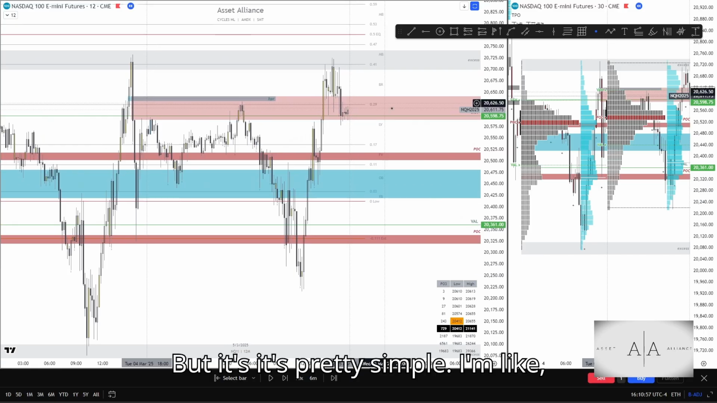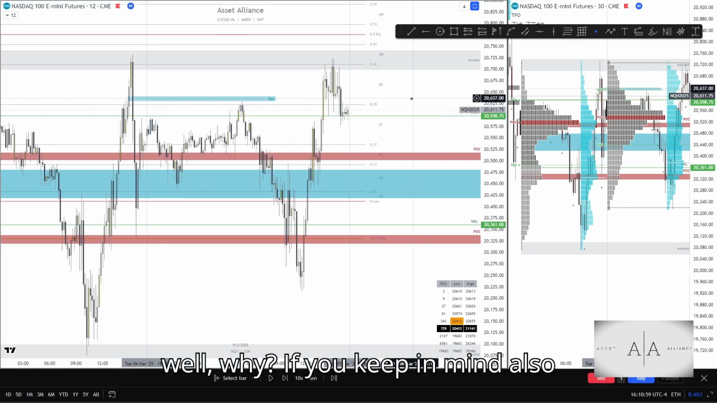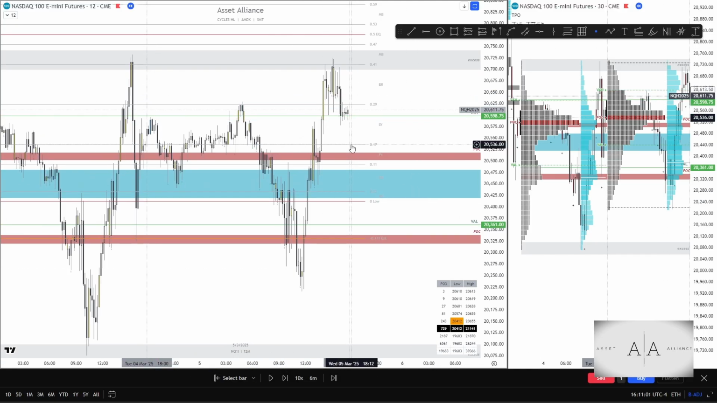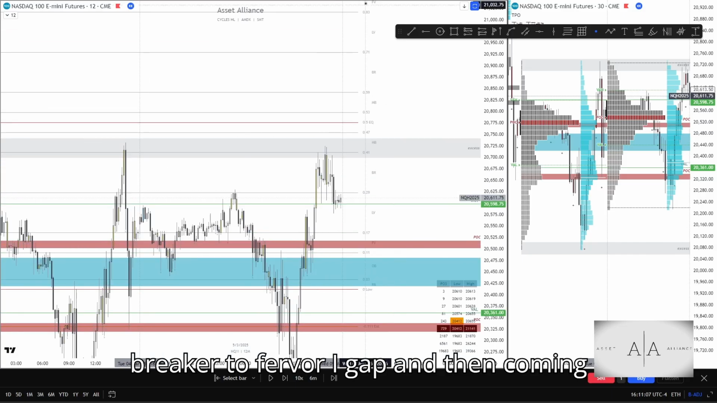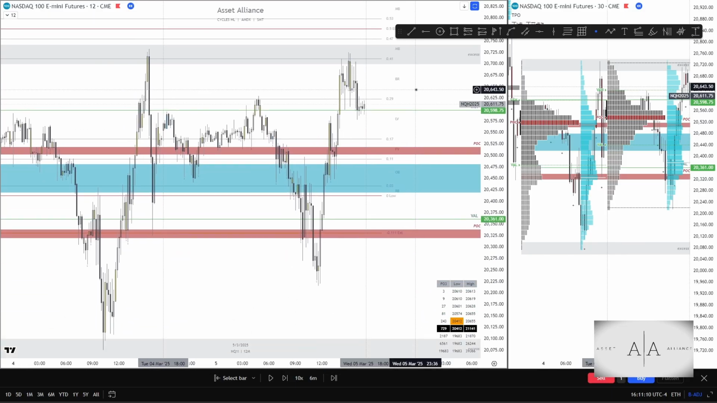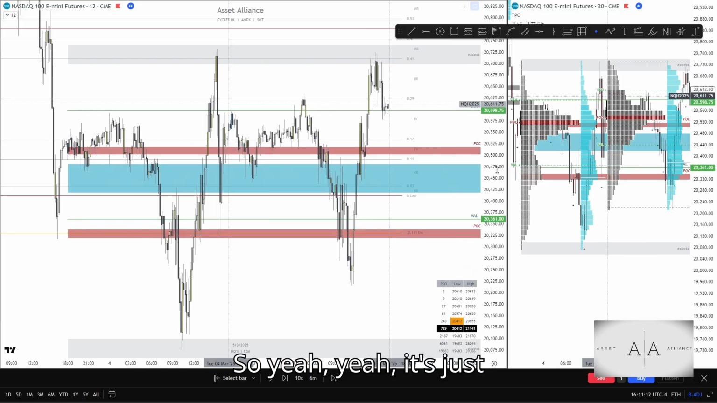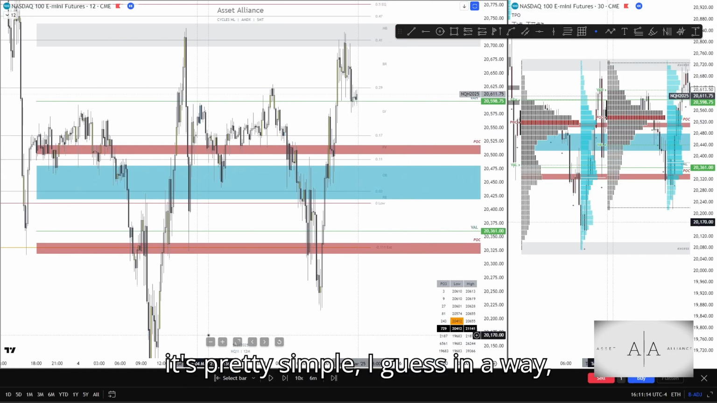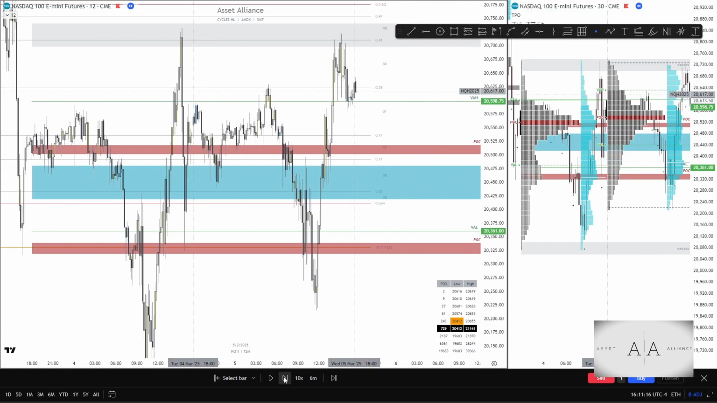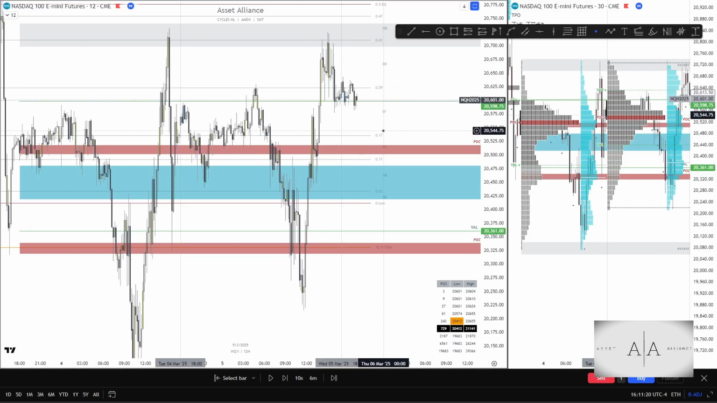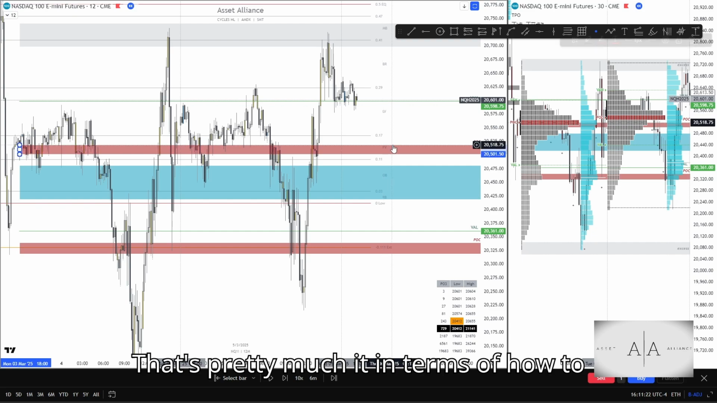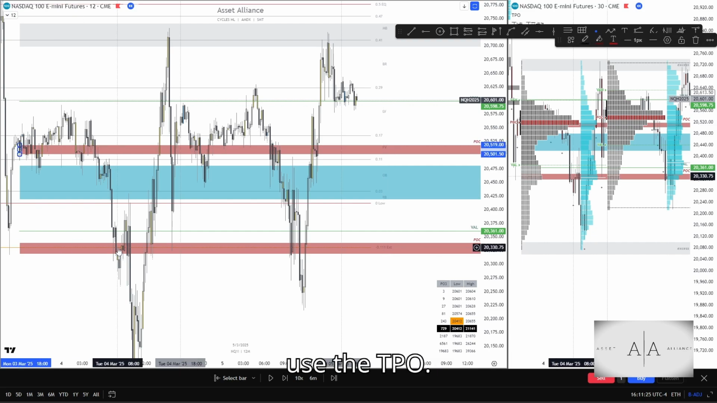But it's pretty simple, I'm not gonna lie. If you keep in mind also the algorithmic signature, so rejection block, breaker to fair value gap, and then coming back up to order block, right? So yeah, it's pretty simple, I guess, in a way. But yeah, that's pretty much it in terms of how to use the TPO.